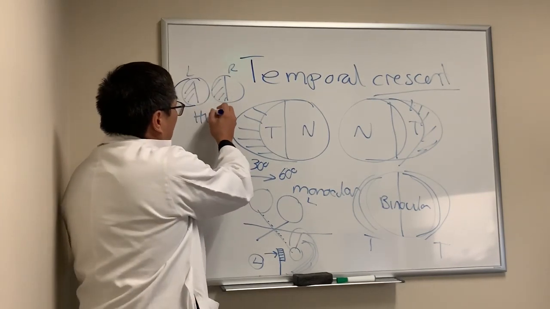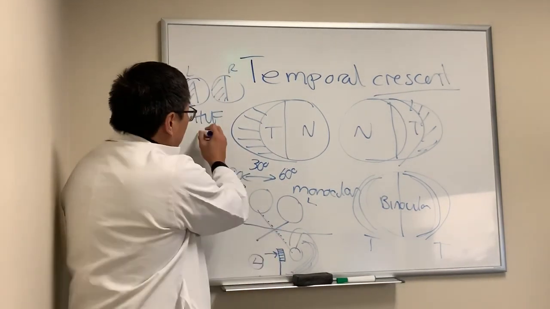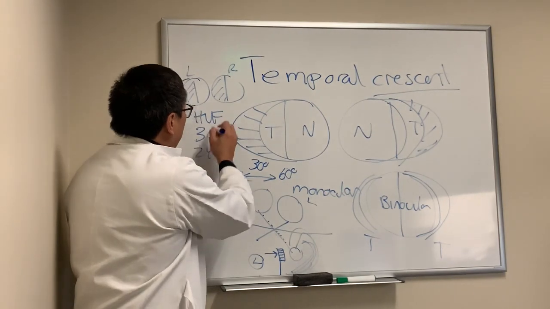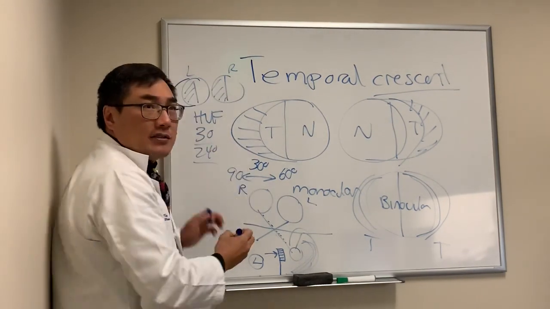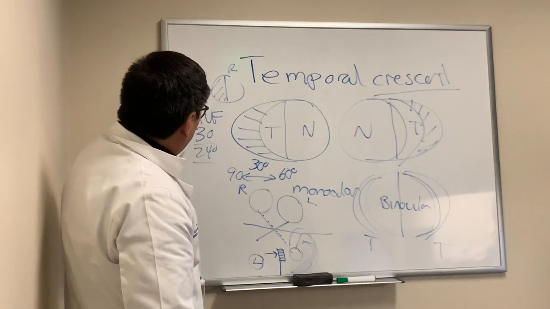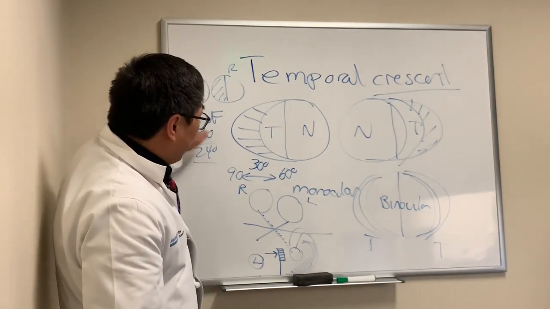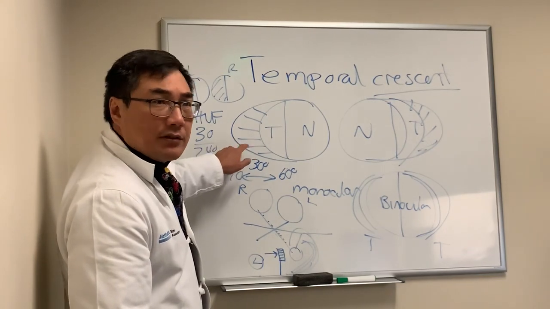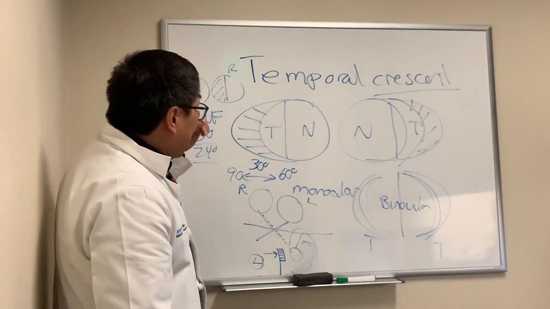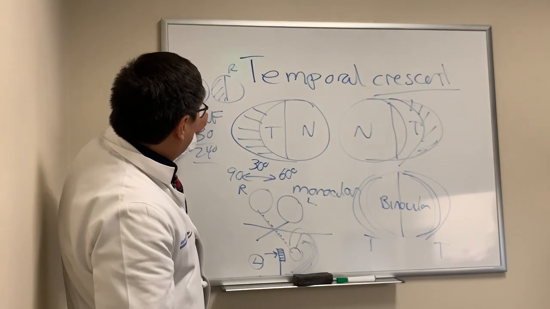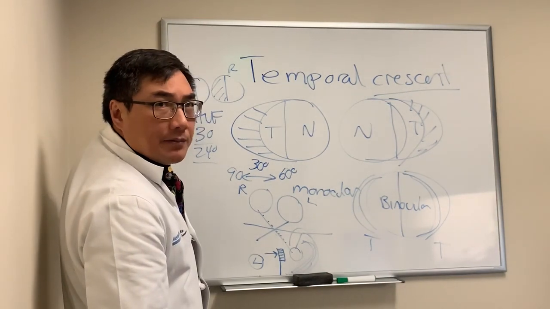And unfortunately, when we do the Humphrey visual field, either the 30 degree or the 24 degree field, it only tests 30 degrees or 24 degrees. And so if you have a homonymous hemianopsia that's complete, you really can't measure the field 60 degrees out with a Humphrey visual field 30. And so you have to put your finger in there to see if the temporal crescent is spared.